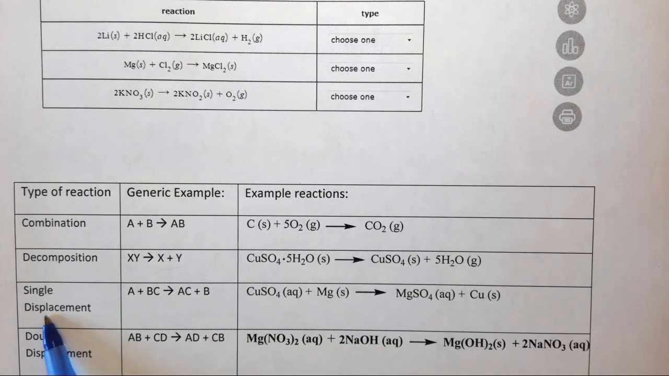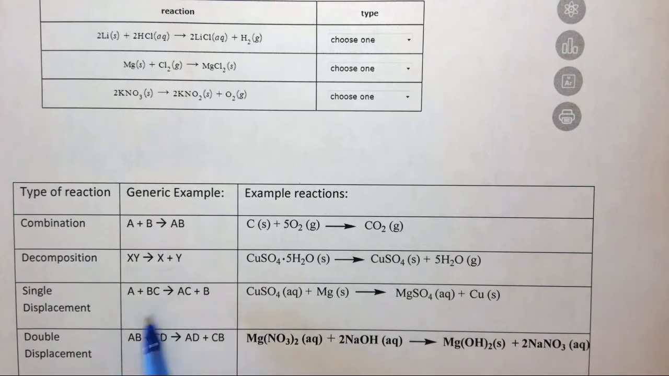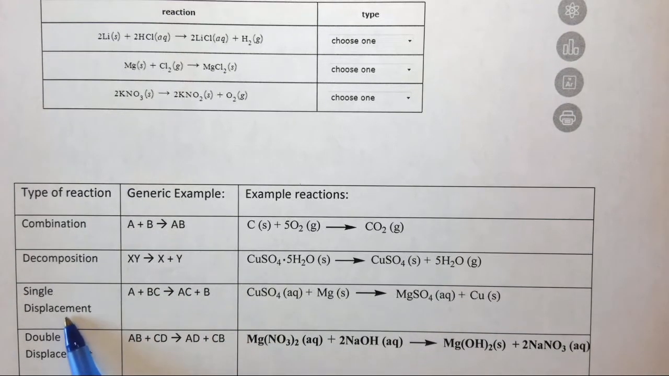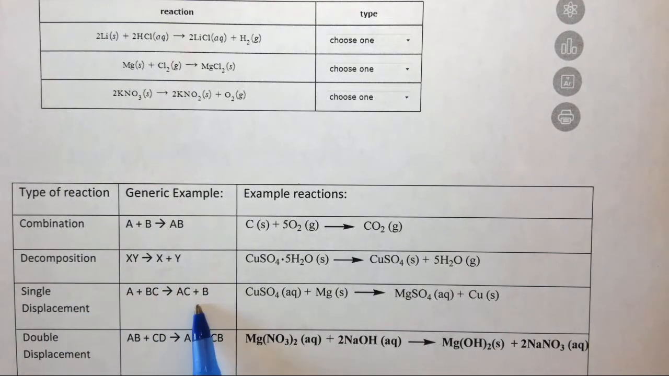The next is a single displacement, which could also be called a single substitution or a single replacement reaction, depending on the type of book that you're using. But here you have A plus BC yields AC plus B. So essentially A is now combined with C, so it replaces B, and B is by itself. So that is a single displacement reaction. This is very common in battery technology, for example.